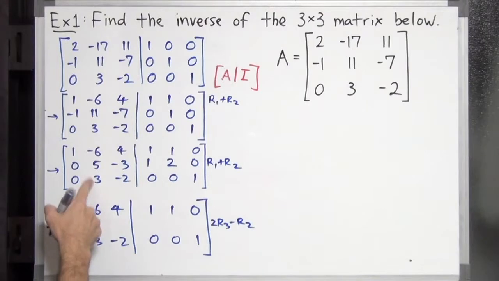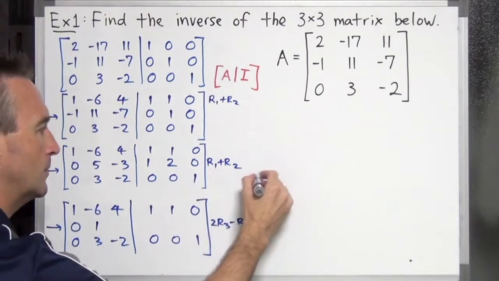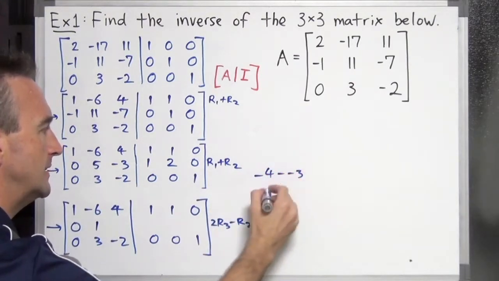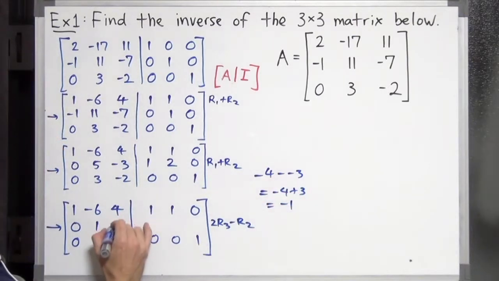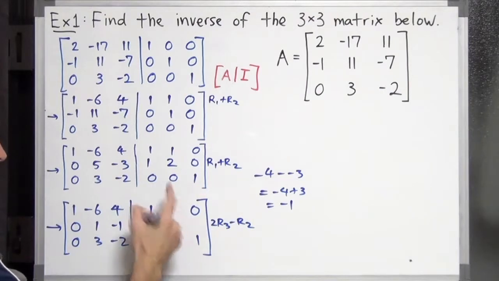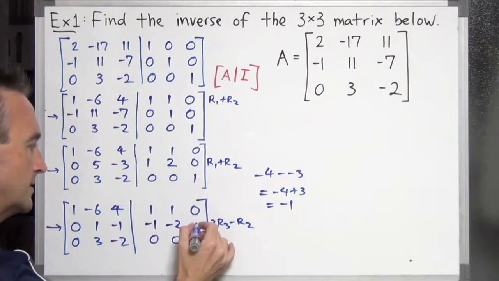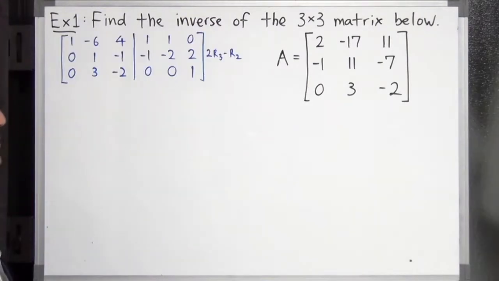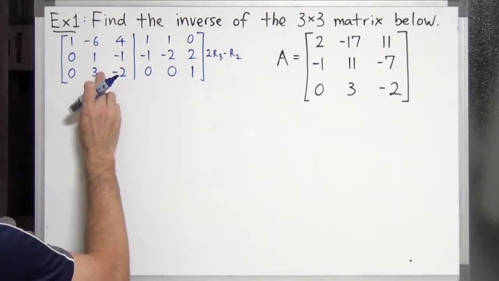Double this, 6, subtract this, 1. Double this, -4. -4 minus -3, be careful here. -4 minus -3 is -4 plus 3, -1. That's tricky. Double this and then subtract this, -1. Double this, subtract this, -2. Double this, 2, subtract this, 0, which is still 2. And we'll just bring that up there. So now we've got our second leading one, and we want to turn this into a 0 as well.